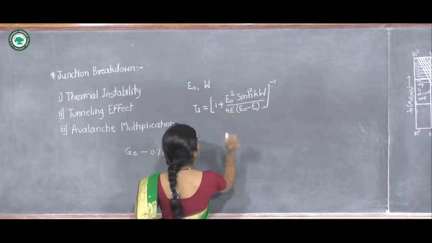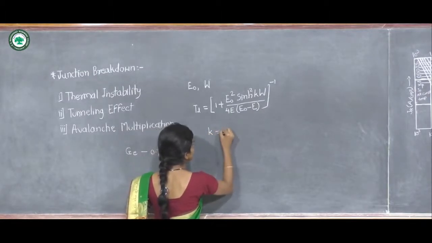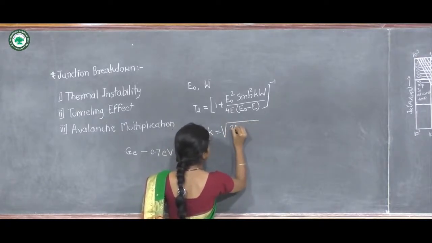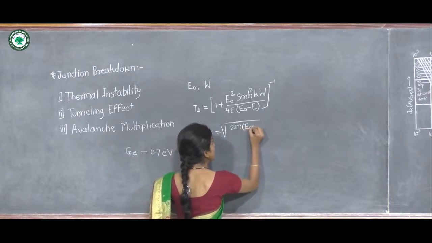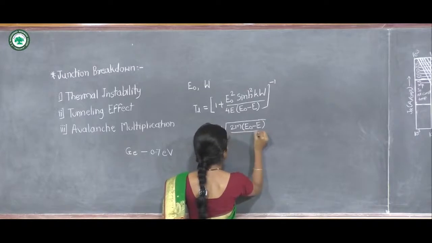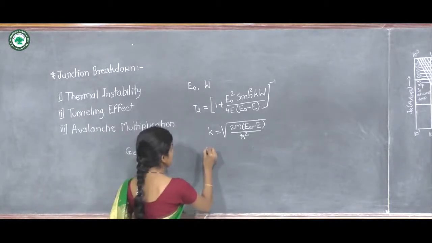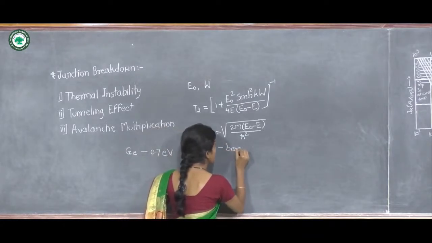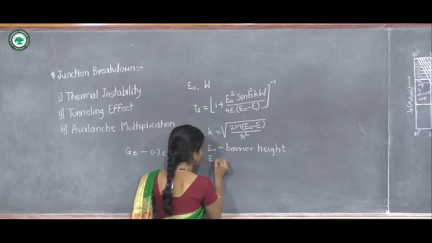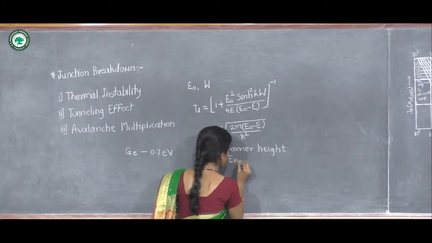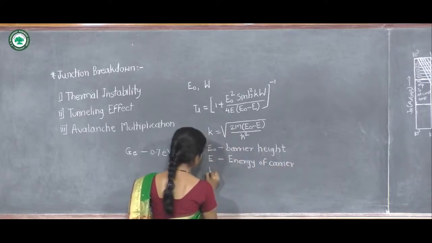Here, the entity small k is equal to the square root of 2m into (E0 minus E) upon h cross square, where E0 is the barrier height, E is the energy of the carrier, and W is the junction width.